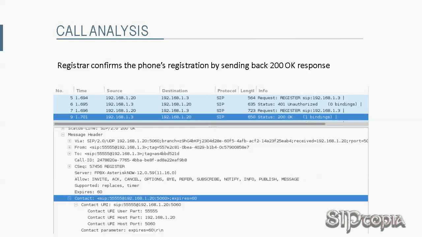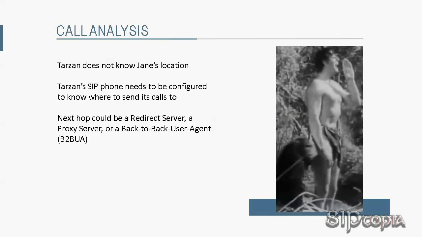Again, the registrar sends back a 200 OK response with a row showing the entry that is added to the location service for this client. Well, now that Tarzan's phone is registered, and we assume Jane's phone is registered as well, Tarzan is almost ready to call Jane. Tarzan knows Jane and her extension, but not Jane's location or her IP address.